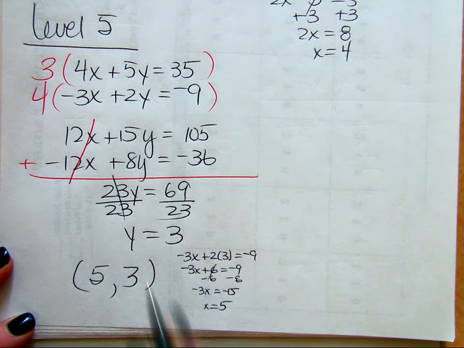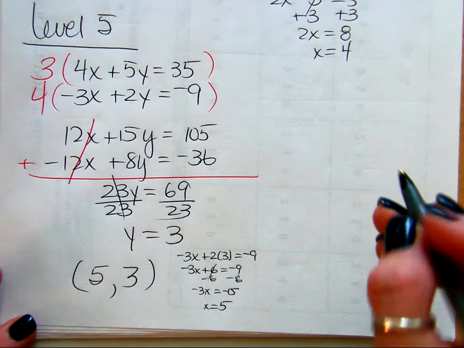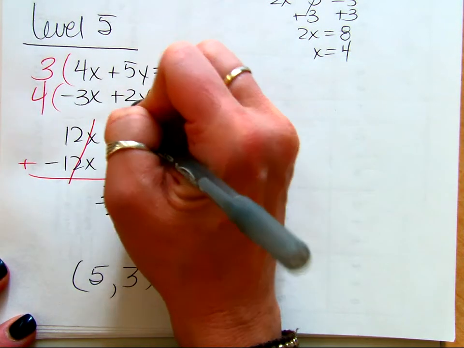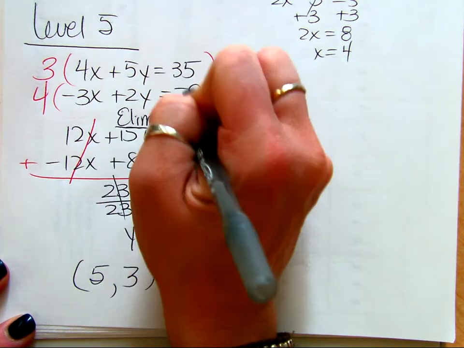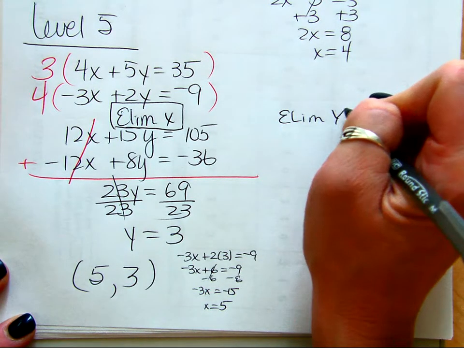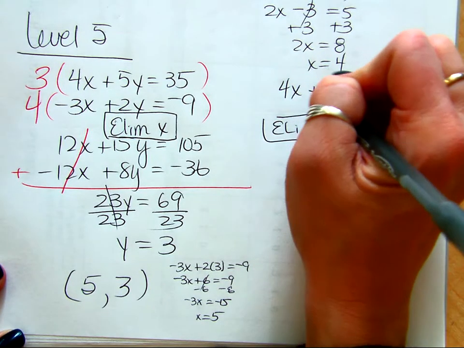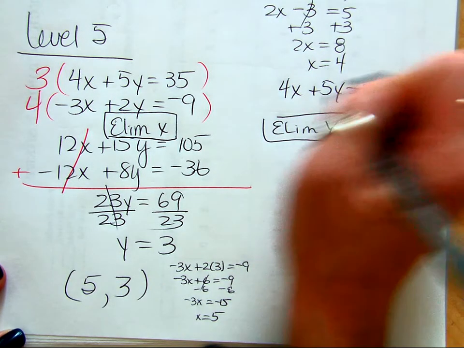Now, I want to show you something. What if somebody didn't want to cancel out the x's and instead said, I'd rather cancel out the y's? So this is if we eliminate the x, what would I need to do to the problem if I wanted to eliminate the y's? So let's take 4x plus 5y equals 35, and I want to just point out one thing and then we'll be done.